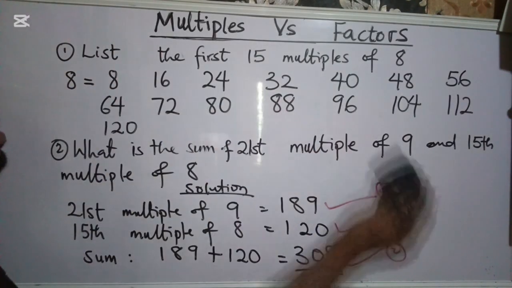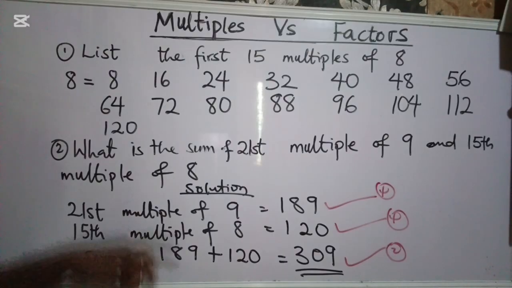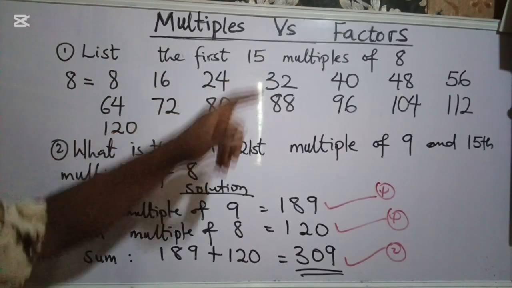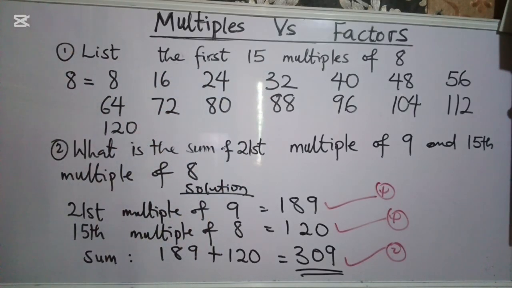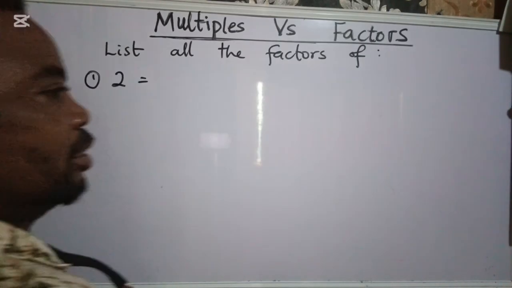With this, I believe you have known. You can list any number. I told you why. We are saying list the first 15 because multiples cannot be exhausted. Multiples of 8, you can't exhaust them. They are too many. You can't exhaust them.